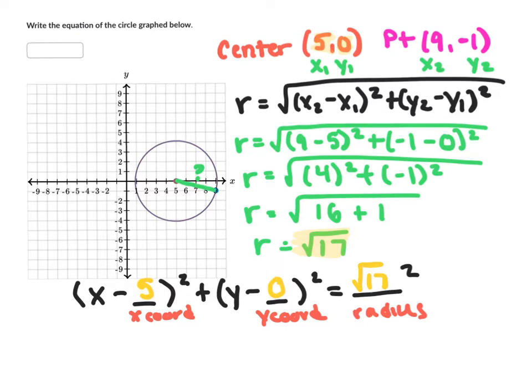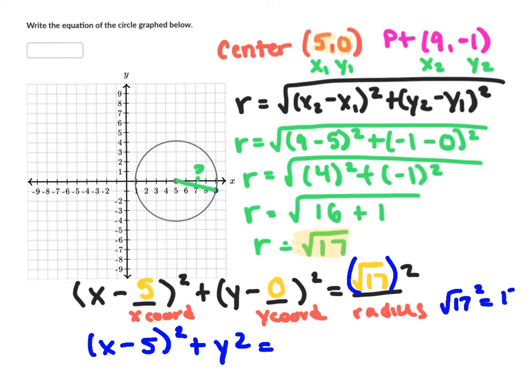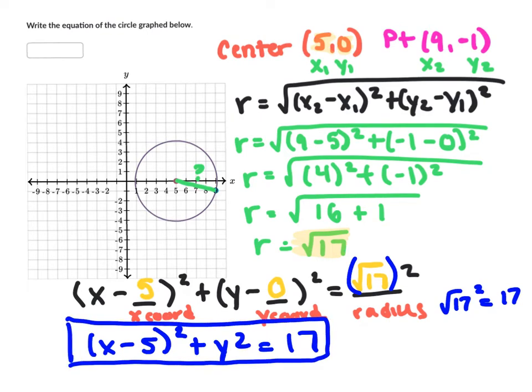Now for this, if I want to rewrite this in my final form, x minus 5 stays the same, so it stays as x minus 5 squared. We really don't need to write the 0, so it becomes just y squared. And if we take the square root of 17 squared, that equals just 17. So this becomes equal to 17. So this would be your final answer.